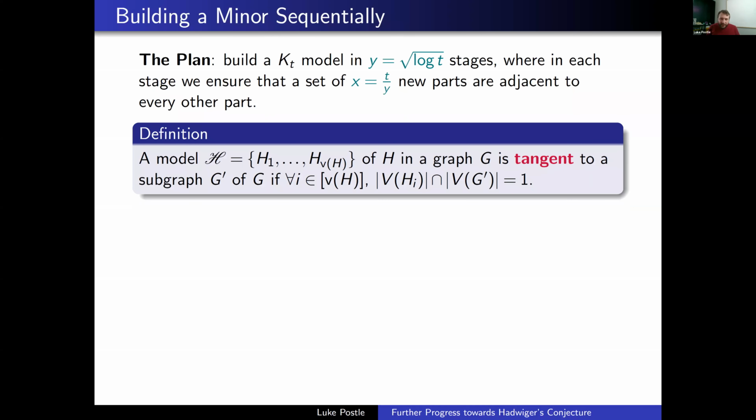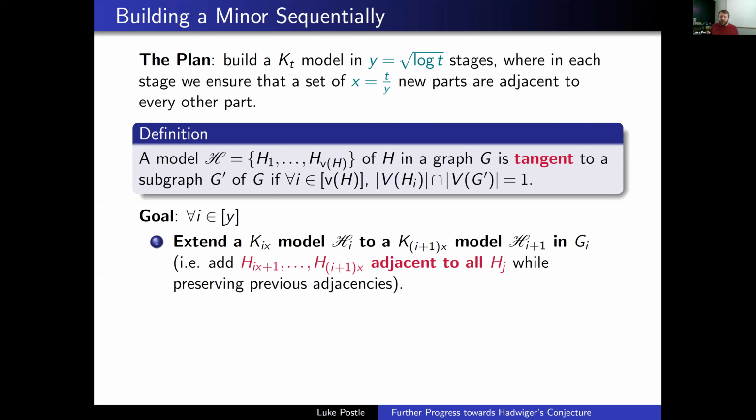And here's the key definition that we're going to need, I call it tangent. So we'll say a model of H in a graph G is tangent to a subgraph G prime if every part has exactly one vertex in that subgraph. So you should think like, I want to build it sequentially, so I have some subgraph G prime to work in. I want to make sure my current minor doesn't use too much of that subgraph, but has at least a toe in, it has its toes dipped into the subgraph, so it's tangent to it. So if we can preserve this, it'll work.